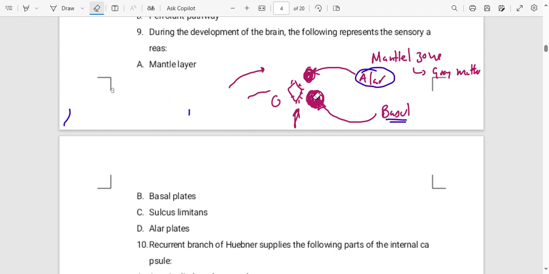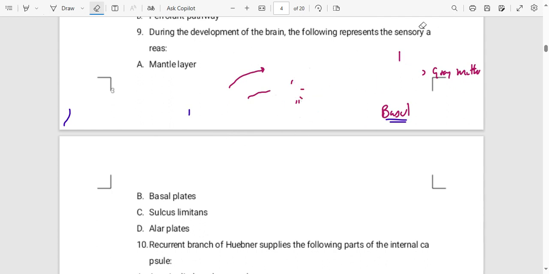During development of the brain, the following represent the sensory area: mantle zone, mantle layer, basal plate, sulcus limitans, ala plate. Which one are we going to pick? So the ala plate.